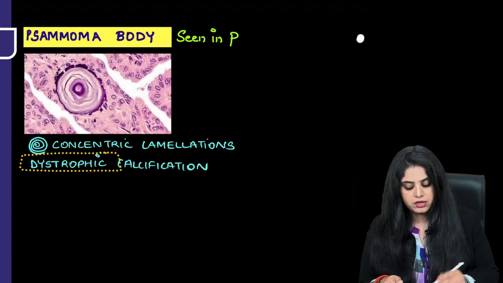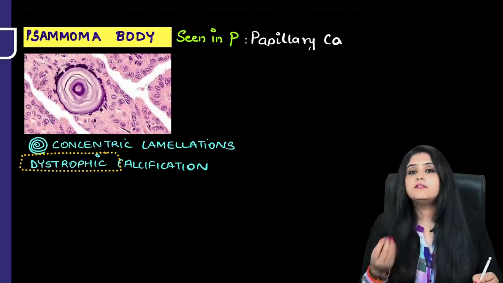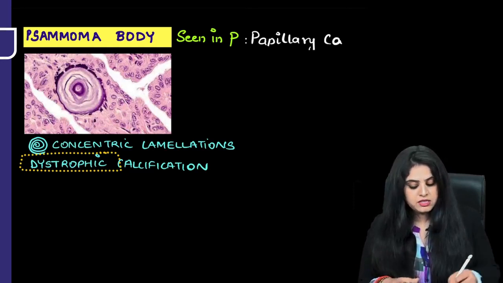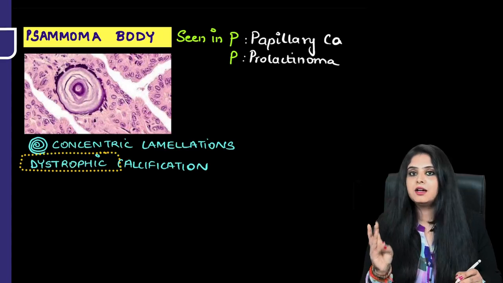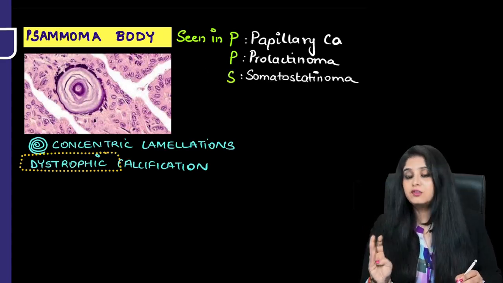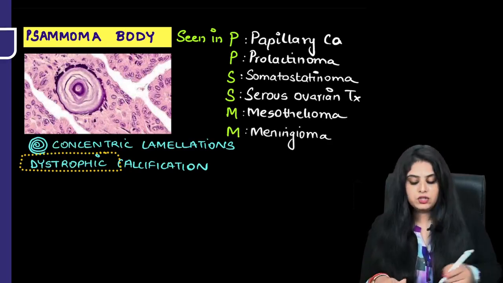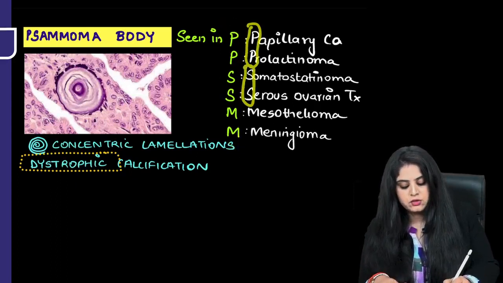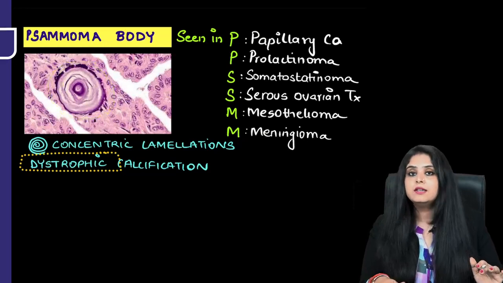So the first P that I'm talking about is papillary carcinoma. Now papillary carcinoma, everywhere in the body: thyroid cancer, endometrium, ovary, intestine, lungs, kidney, any papillary carcinoma. The next P is going to be the famous prolactinoma. So PPSSMM, PSM square. So papillary carcinoma, prolactinoma. The next is going to be somatostatinoma, serous ovarian tumors, mesothelioma and meningioma. That is your PSM square. So repeating, papillary, prolactinoma, somatostatinoma and serous ovarian tumors, mesothelioma and meningioma. Very important, all of them show you the same psammoma bodies.